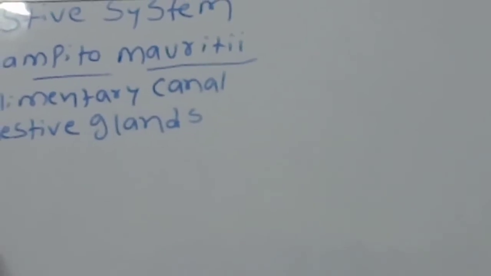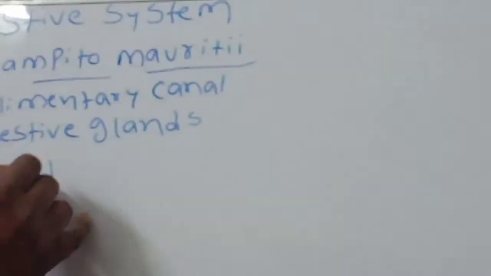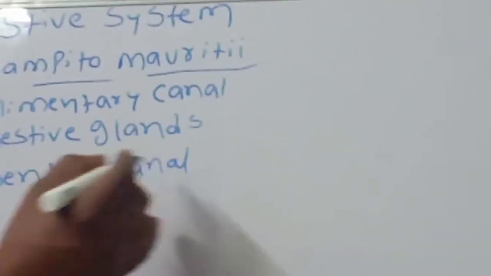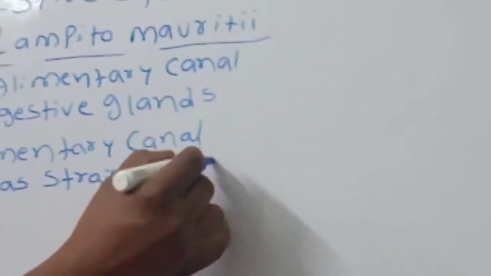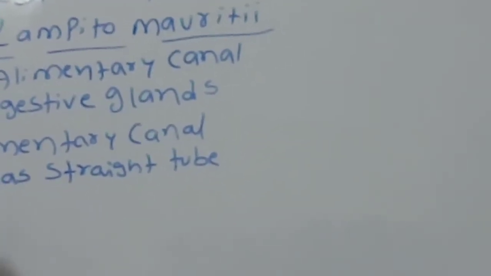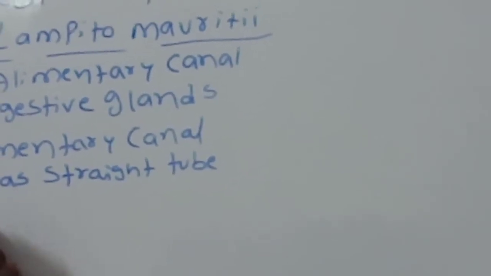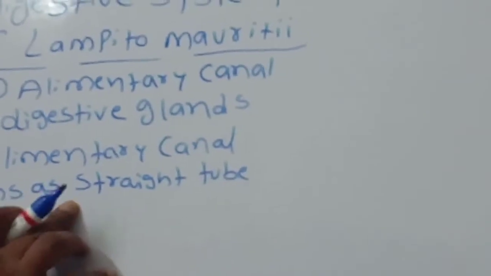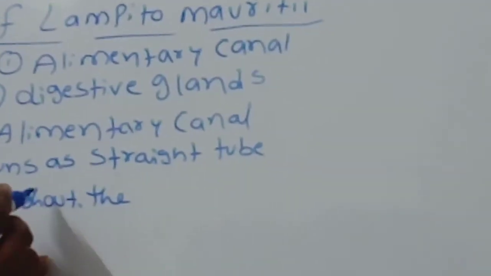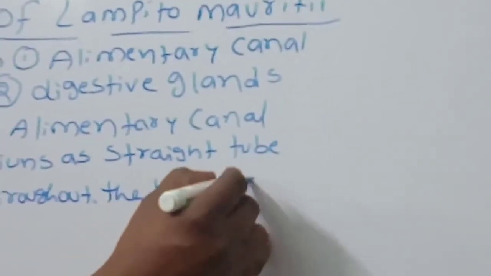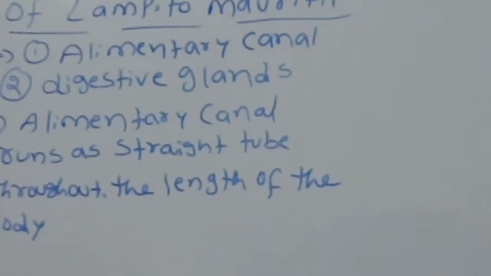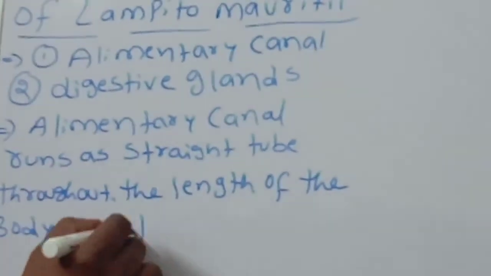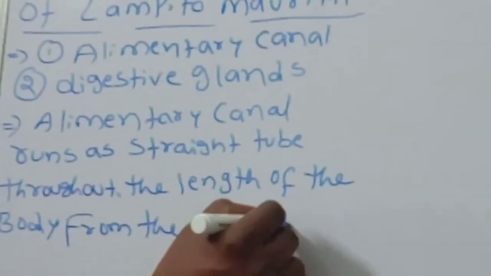The alimentary canal runs as a straight tube throughout the length of the body, from the mouth to anus.